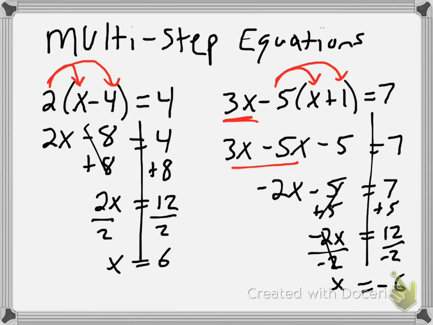Alright, for our next one, I'm going to clear the screen. We're going to look at the x's on both sides. So let's say I have 4x minus 2 is equal to 2x plus 6.